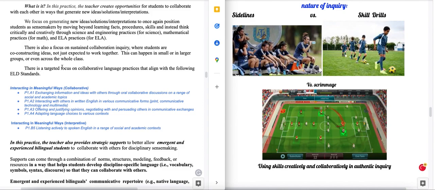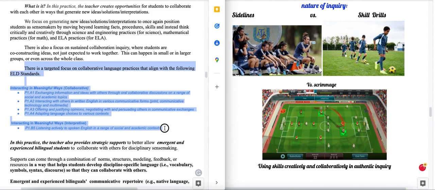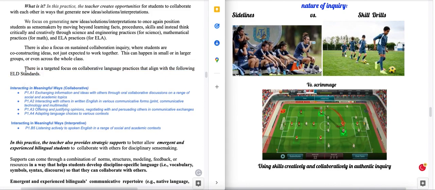There's also a targeted focus on collaborative language practices that align with the following ELD standards. So I'm not going to read all these, but I'll unselect that. And if you want, you can pause the video and take a second to read through these. But we're looking at these two sets of practices about interacting in meaningful ways with a focus on collaboration and/or on interpretation.